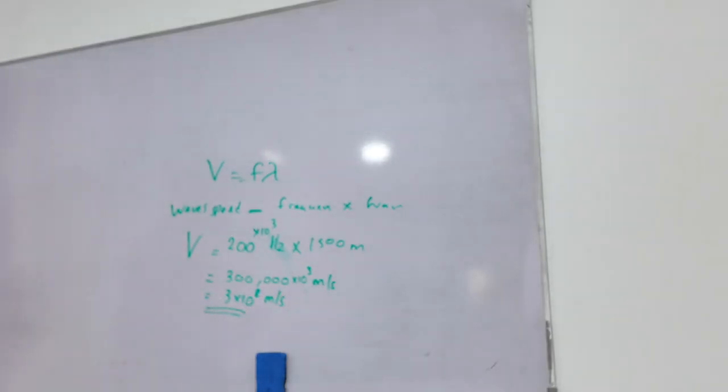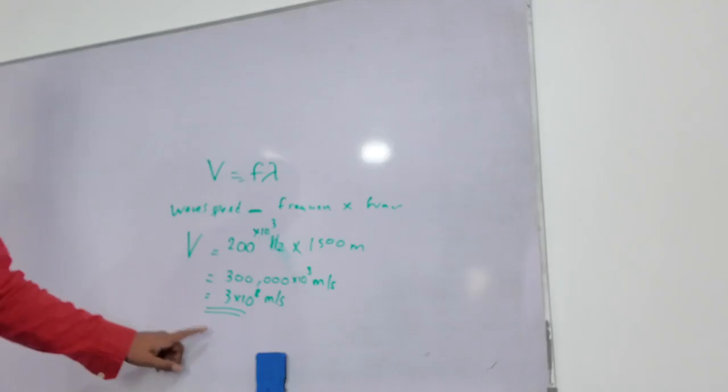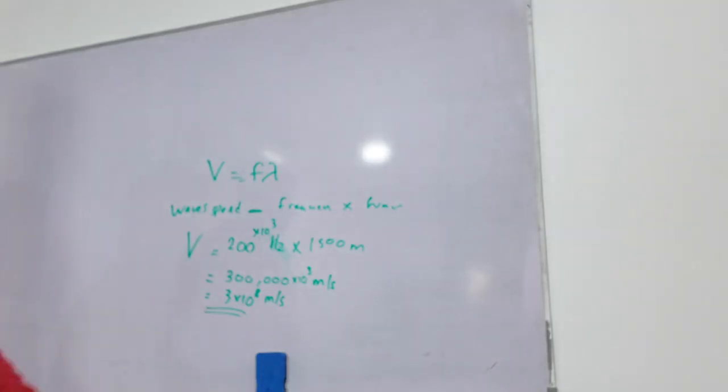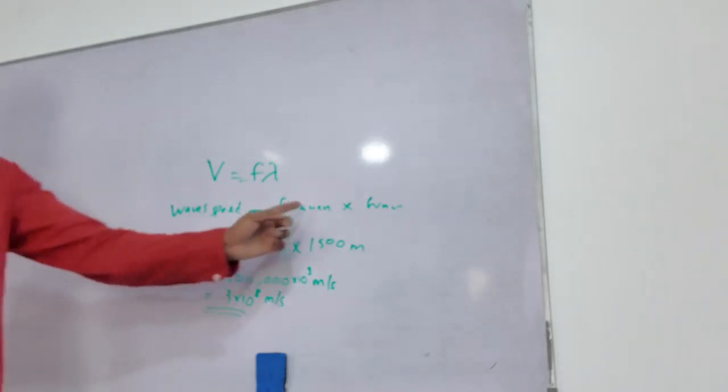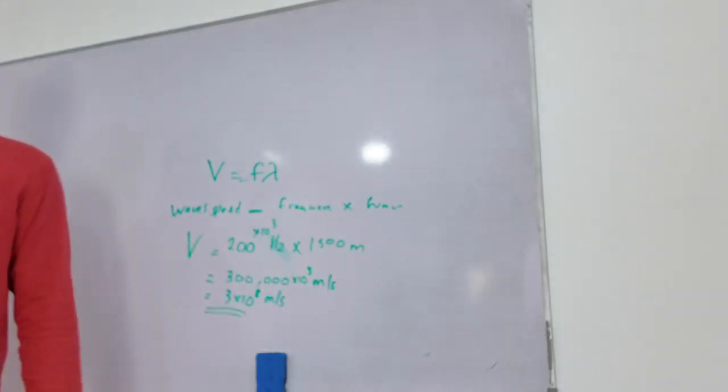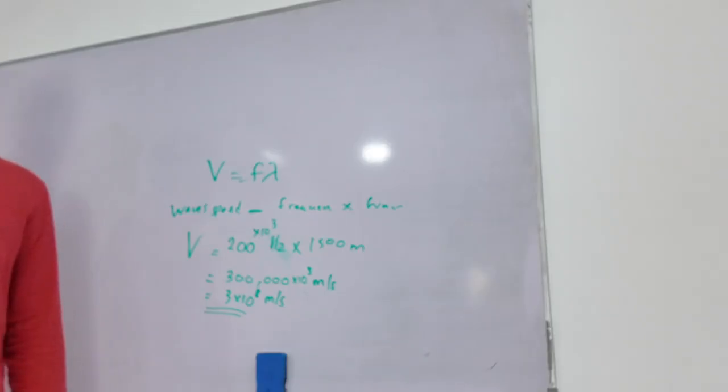Raise your hands if you understood this question. Alright, you understood this, right? Shouldn't you divide it by 1500? Why do you multiply it? V equals F lambda. It doesn't make sense though. What do you mean? Again?